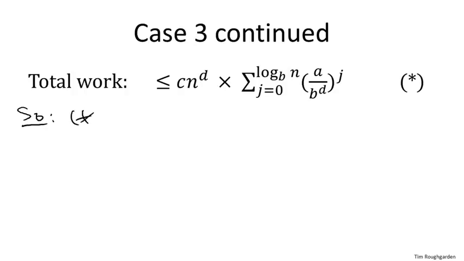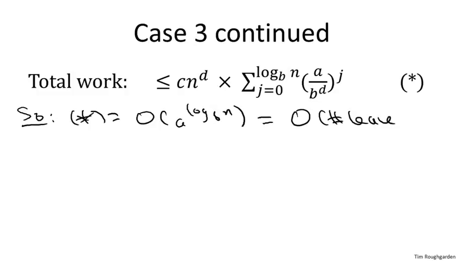So what we've done is we've mathematically confirmed in a very cool way our intuition about what case 3 should look like in the master method. We've proven that in case 3, when a is bigger than b to the d, the running time is O of the number of leaves in the recursion tree, just as the intuition predicted. But this leaves us with one final mystery.